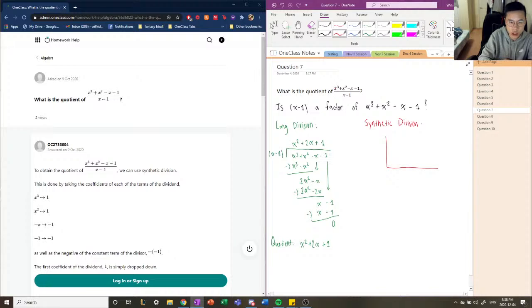Okay, so our coefficients are 1, right? So the coefficient of x cubed is 1. Coefficient of x squared is 1. The coefficient of x, or negative x, is negative 1. And the coefficient of negative 1 is negative 1.